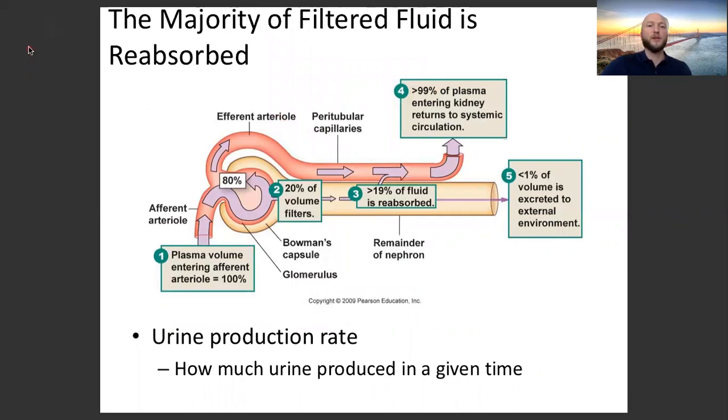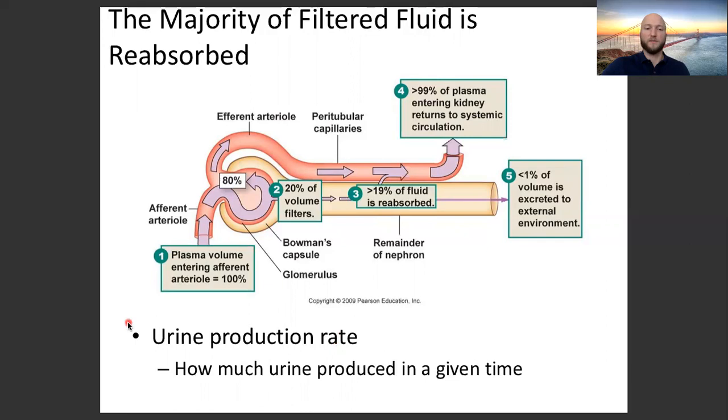The majority of filtered fluid is reabsorbed. So about 20% of the liquid that goes into the glomerulus is going to be filtered. It's going to move into the renal tubule system. The vast majority, over 99% of what gets filtered out, is going to get reabsorbed. So most gets reabsorbed back into our bodies.